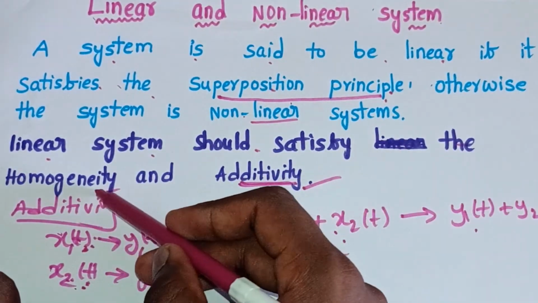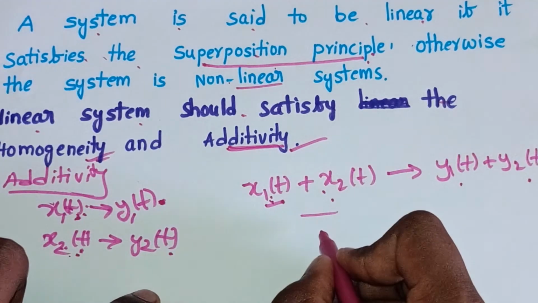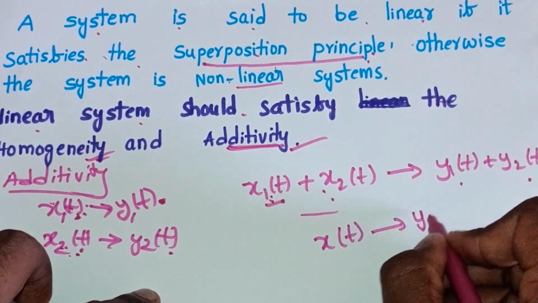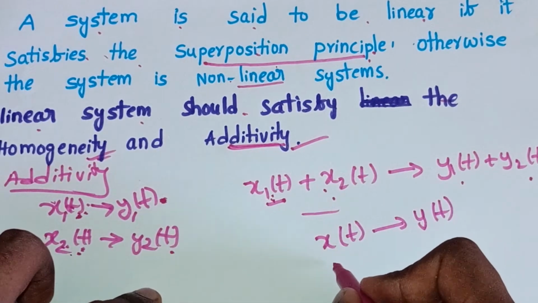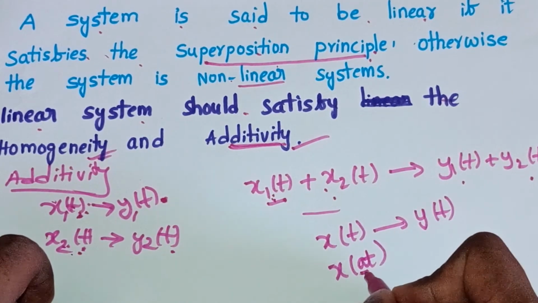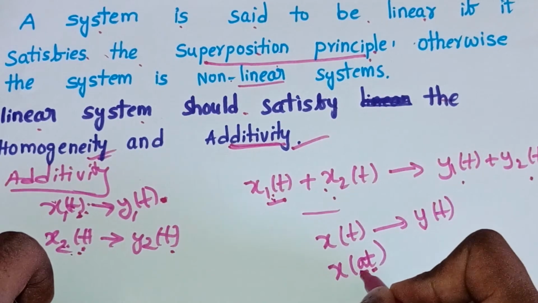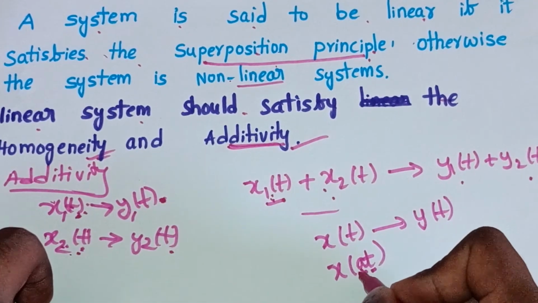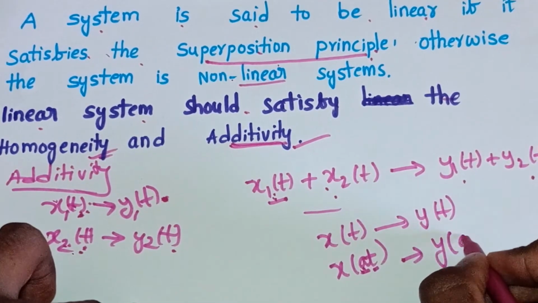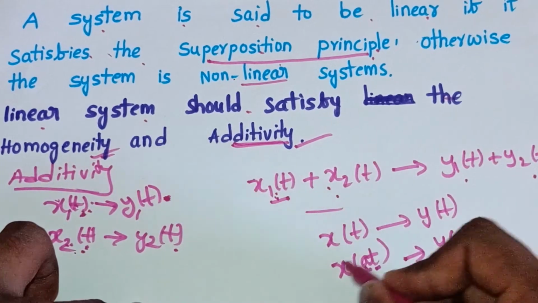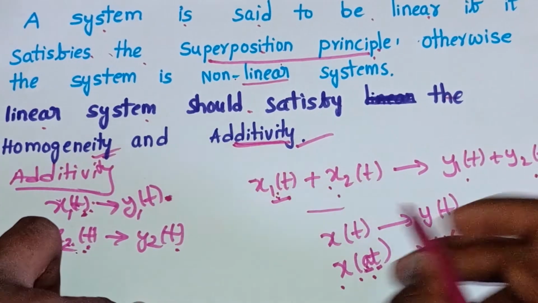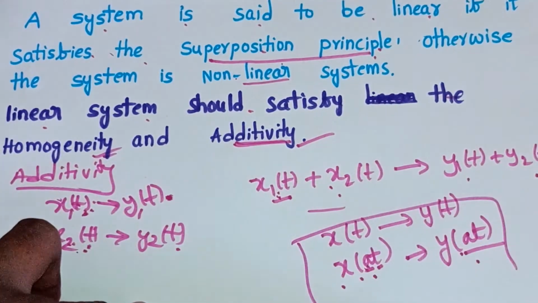Then what is the homogeneity property? Homogeneity property is nothing but this: suppose our signal is x of t and the output is y of t for the system, and if I change the input of the system to x of at, that is, I multiply by some constant a, then our system output is also multiplied by a. If the system input is x of at and the system output is y of at, then this property is called the homogeneity property.